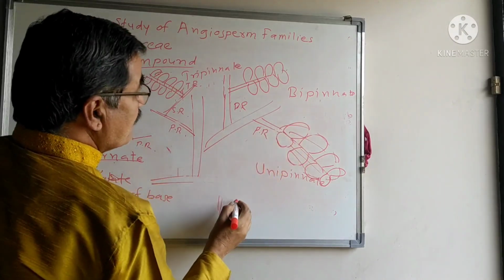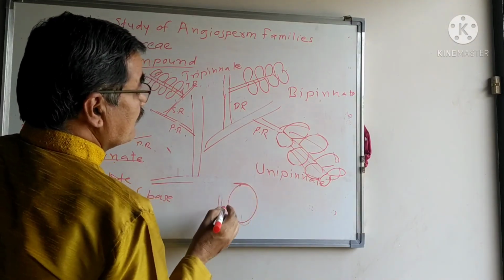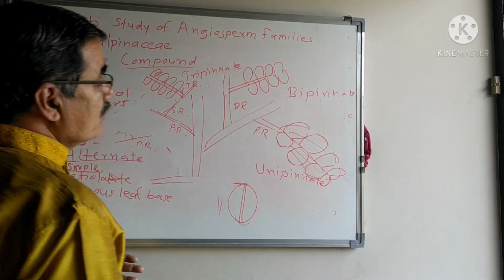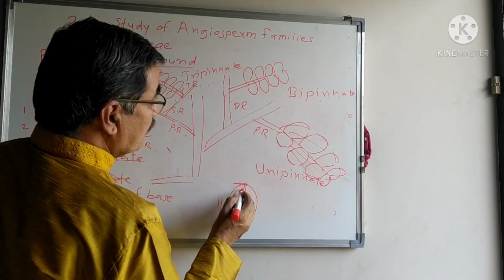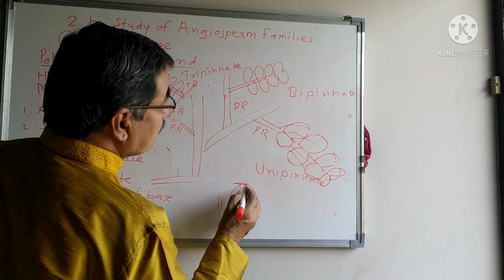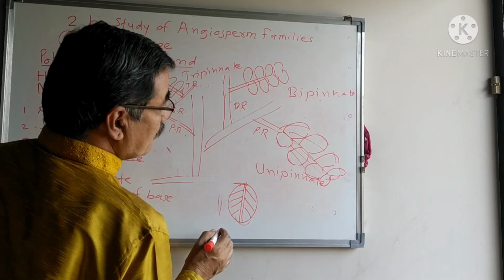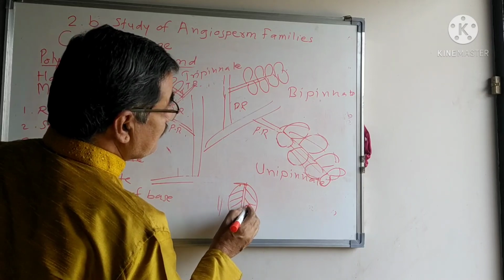In each and every leaflet, this is the midrib. The midrib is broader at the base of the lamina and runs up to the apex. This midrib divides into a number of side branches. The side branches further divide.